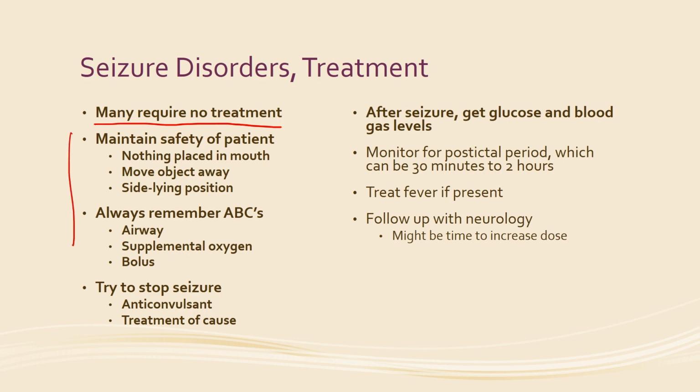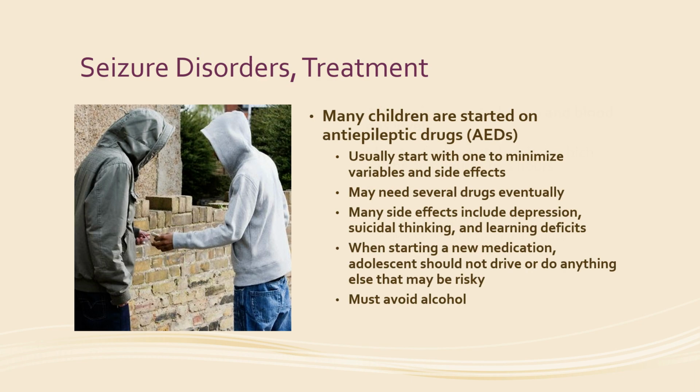Remember, we're always doing our ABCs. ABCs always come first. And then, of course, we're trying to stop the seizure and treat anything that might have caused it, right? Of course, get glucose and blood gas levels afterward to make sure that they're not hypoglycemic. Maybe the hypoglycemia caused the seizure, or maybe they got hypoglycemic because of the seizure. Either way, we want to get a sugar level, and we want to get a blood gas to make sure that they've been oxygenating well.